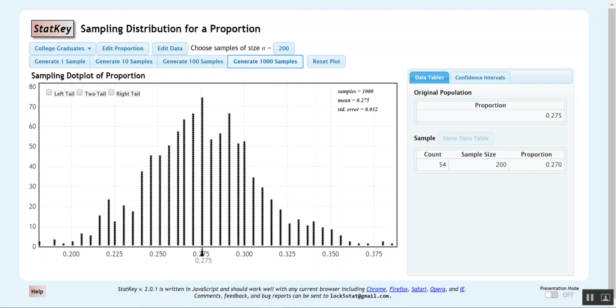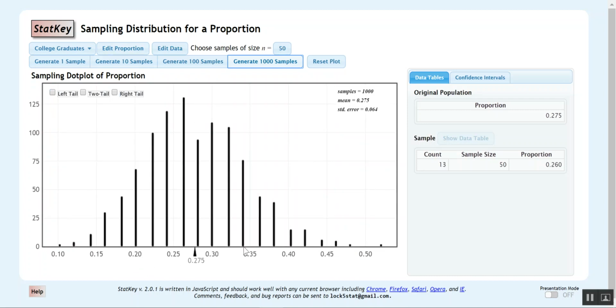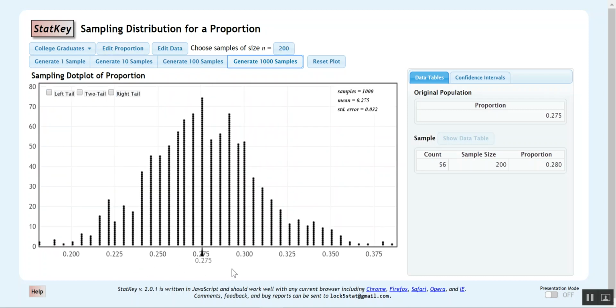When it comes to describing distributions, remember distributions do two things for you. They tell you how often a value occurs and what those values are. We usually describe shape, center, and spread. I've gone through shape. Let's do center. Mean is about 0.28 for this first one, about 0.275 for the second one, and about 0.275 for the last one.